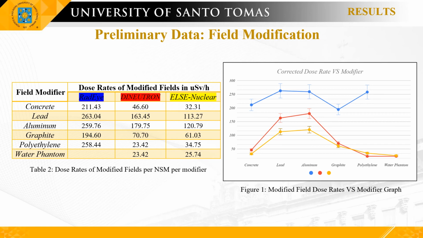Field modification in water phantom using Rad-Eye is not available yet since the researcher lacked one more phantom to execute the procedure. Remarkably, the pattern is similar for the three survey meters, with alternating dose rate peaks at lead or aluminum data points and lowest with water phantom.